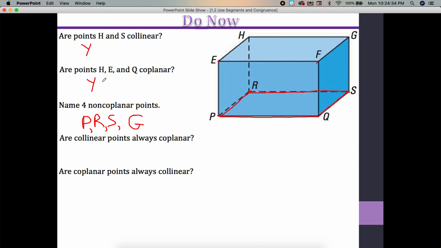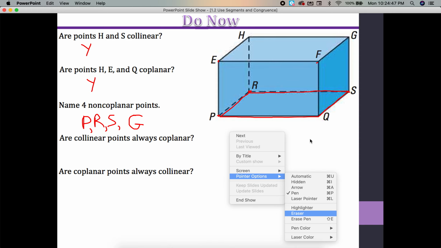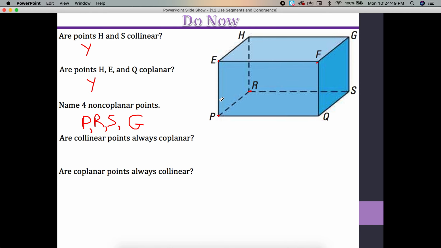So along the same line, I seem to be making some generalizations here about when there's 2 points and 3 points and coplanarity and whatnot. Are collinear points always coplanar? Basically, if I have a set of points that lie in a line, do they also always lie on a plane? At least one plane, I should say. The answer is yes.